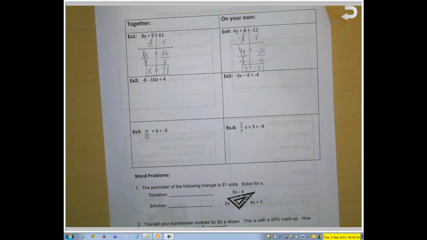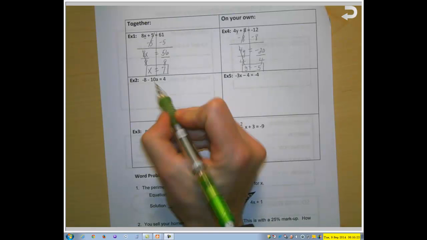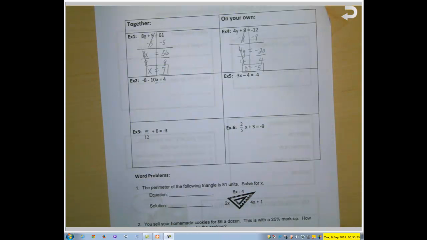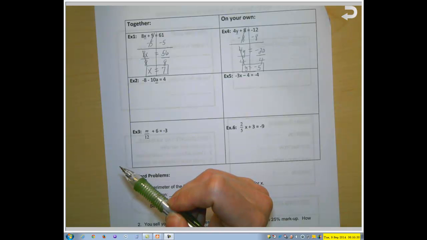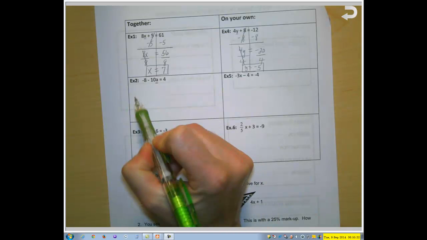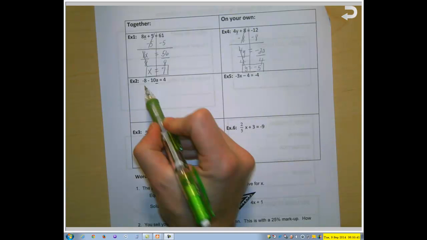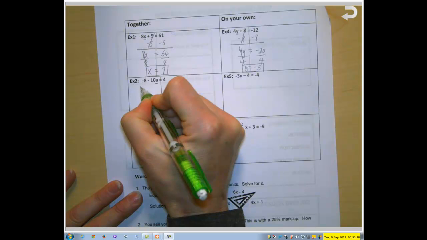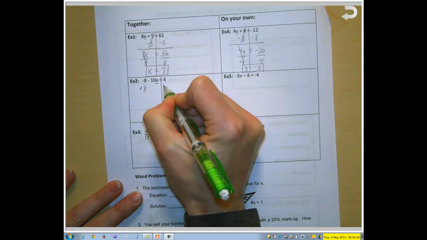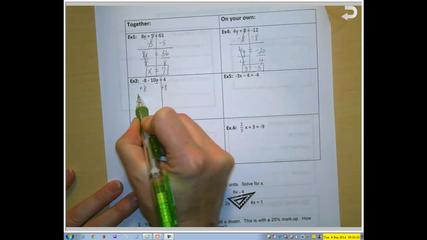Okay, let's go down to example 2. Here's our variable. This equation is set up a little bit differently than the other one because the constant comes before the term with the variable, but our steps are still the same. So we need to undo the addition or subtraction. Well, we have a negative 8 right here, so that's like subtracting 8. So the inverse operation would be to add 8 to both sides of the equation.